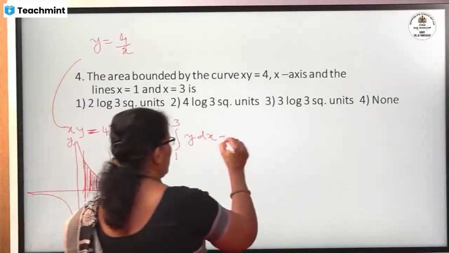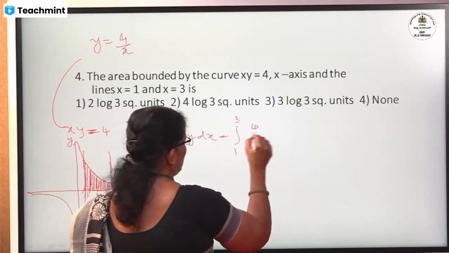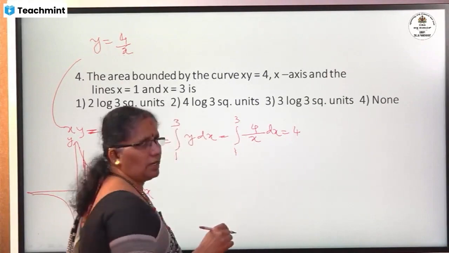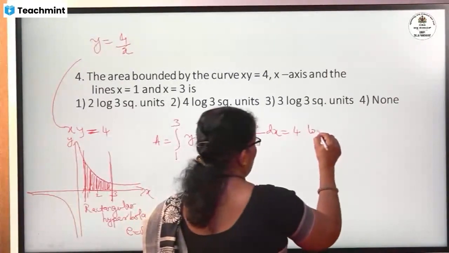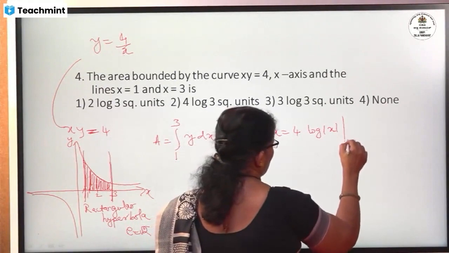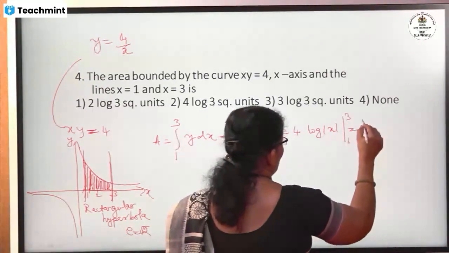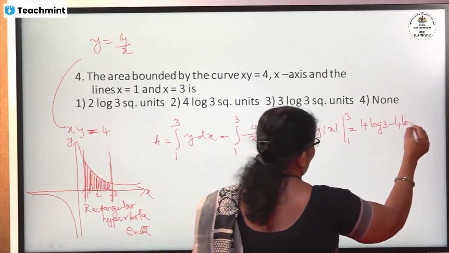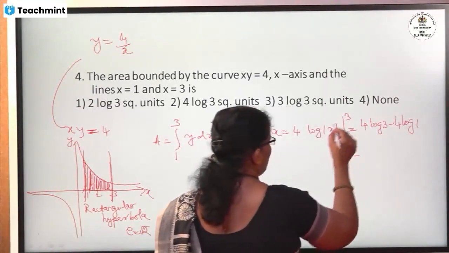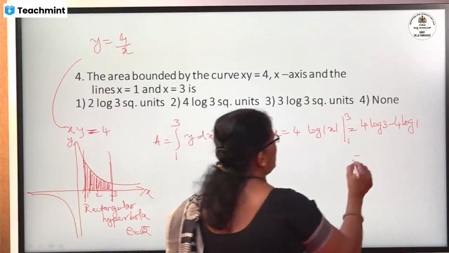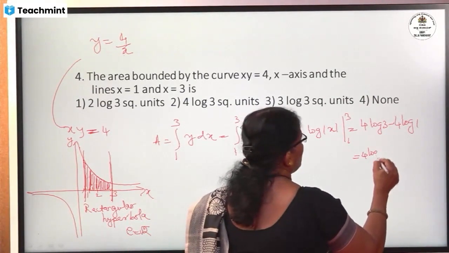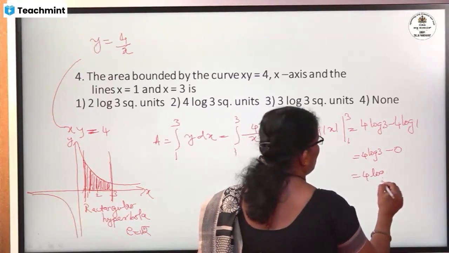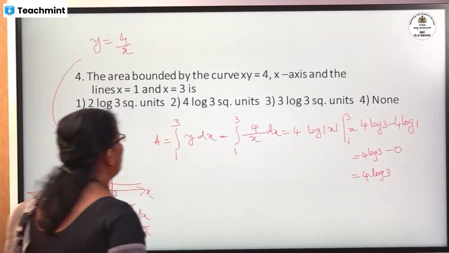And what is y, from the equation? It is 4/x. And what is the integral of 1/x? It is log x. From where to where? 1 to 3. So this is 4 log 3 minus 4 log 1. You have to apply the upper limit and then the lower limit. 4 log 3, and log 1 is 0. So therefore, your answer is 4 log 3.